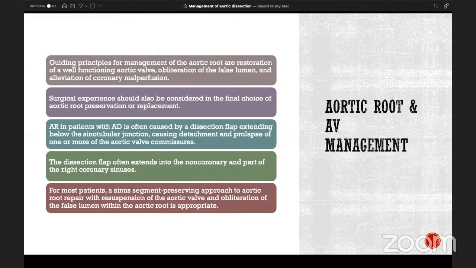Most patients with aortic dissection who had aortic regurgitation, the regurgitation is caused by the flap that extends below the sinotubular junction, causing a detachment and prolapse of the aortic valve leaflet. And this may also extend usually to the non-coronary or coronary sinus. And in most patients, up to 85% of them, valve sparing with the repair and resuspension of the valve leaflet and obliteration of the false lumen will give a successful result.